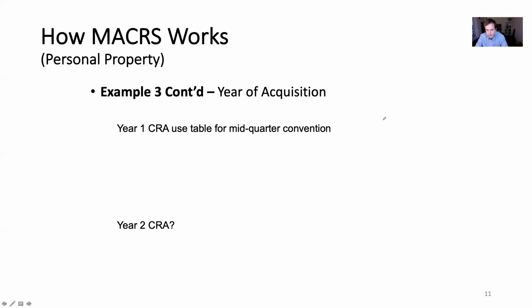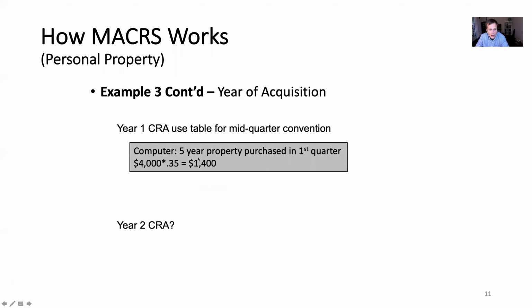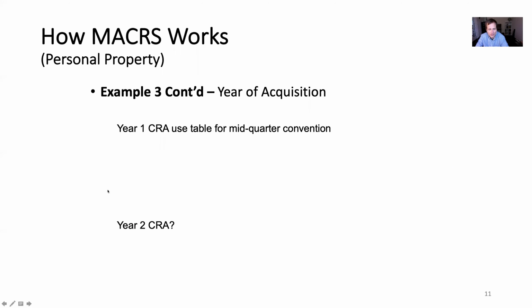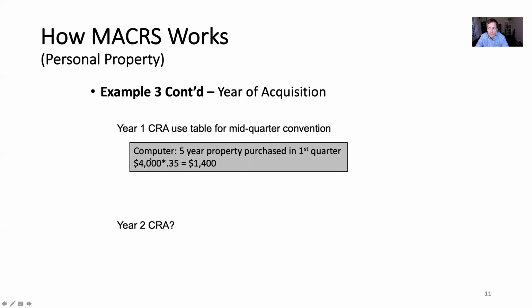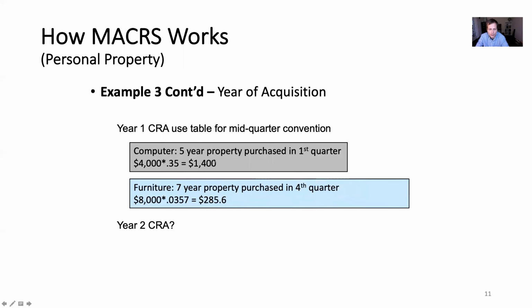I take that 35%, yeah, 35%, times the initial basis. I'm always using the initial basis. Times 35% is 1,400. For the furniture, we take initial basis times that 3.57%, which gives me 285.60. I could round that up, which probably would be better.